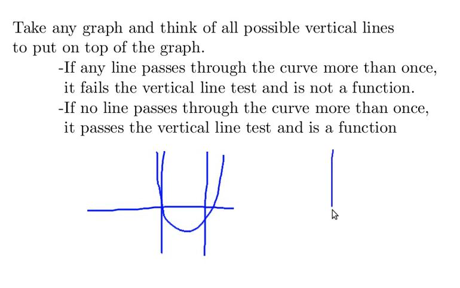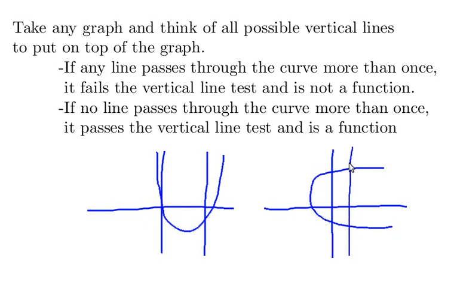On the other hand, let's take a parabola and put it on its side, so it looks like this. Now, let's take a look at vertical lines. Let's put a vertical line right here. It passes through twice with this vertical line. See, here it only passed through the curve in one place, but this vertical line passed through the curve in 2 different places. So that means it fails the vertical line test, and it's not a function.